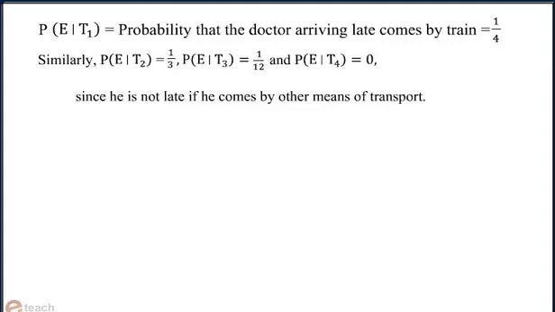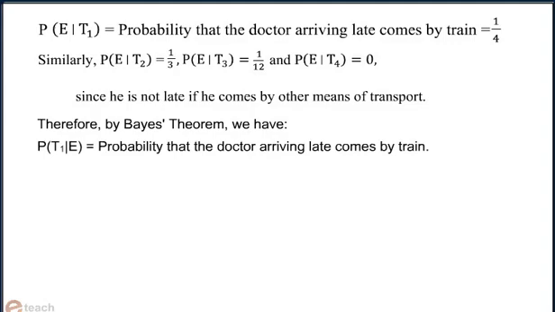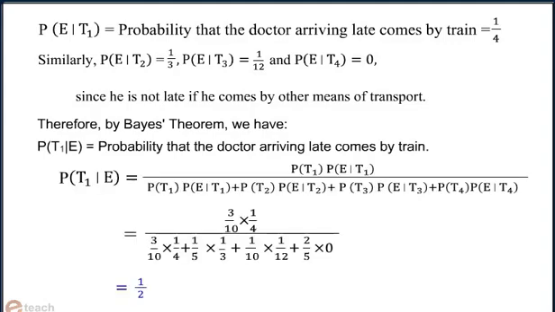Now since he is not late if he comes by other means of transport, that is why probability of E given T4 is 0. Therefore, by Bayes' theorem, we have probability of T1 given E, that is probability that the doctor arriving late comes by train, is equal to 1/2.